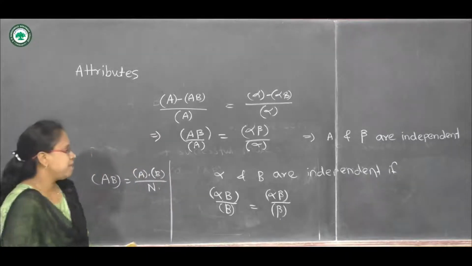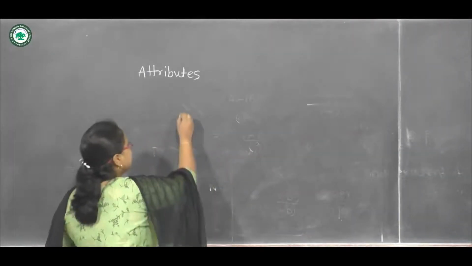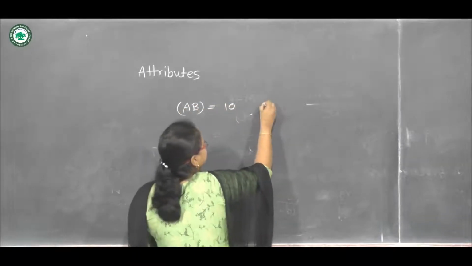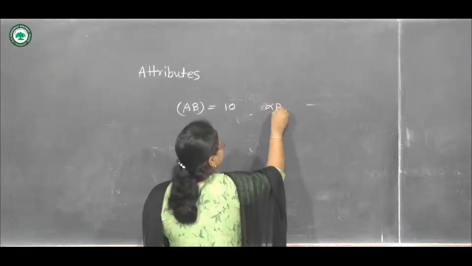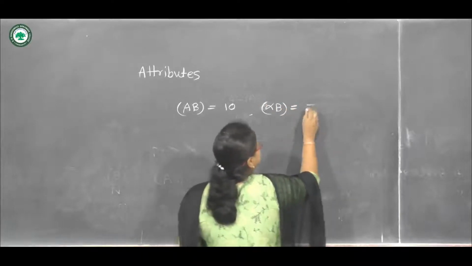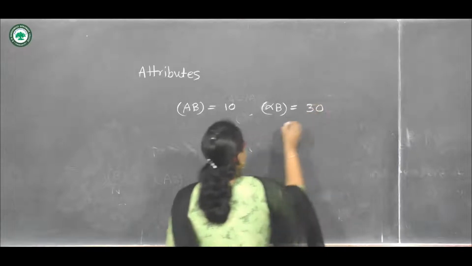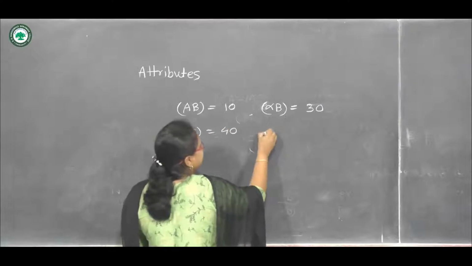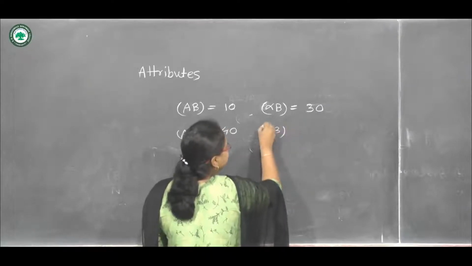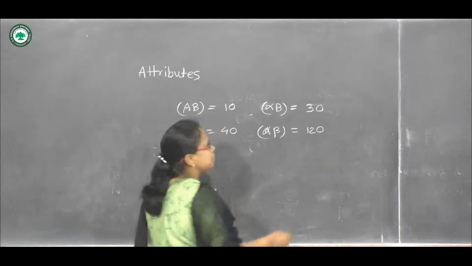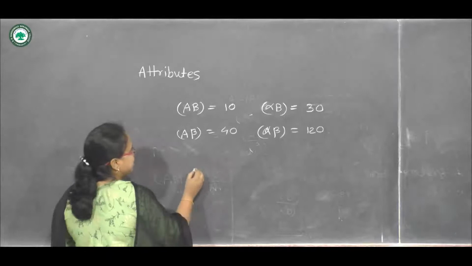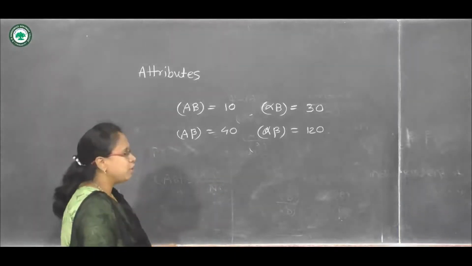Let us see one example to show it. Suppose we are given the data like this. AB equals 10, alpha B equals 30, A beta equals 40, and alpha beta equals 120. Suppose this is the given data. Let us find out whether the condition of independency holds.